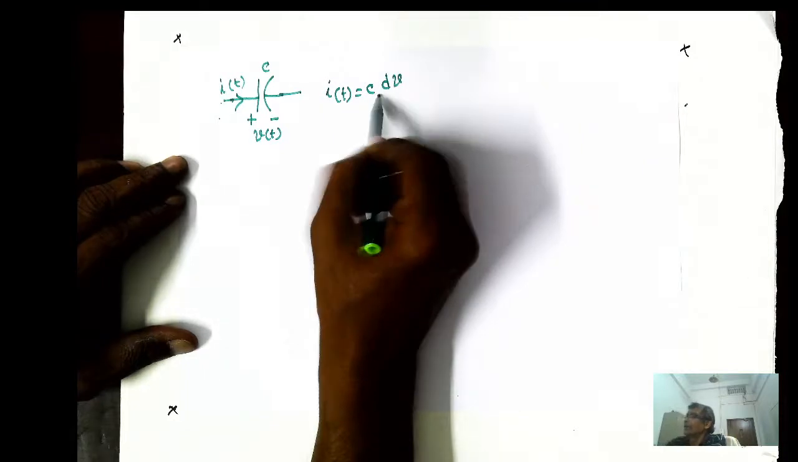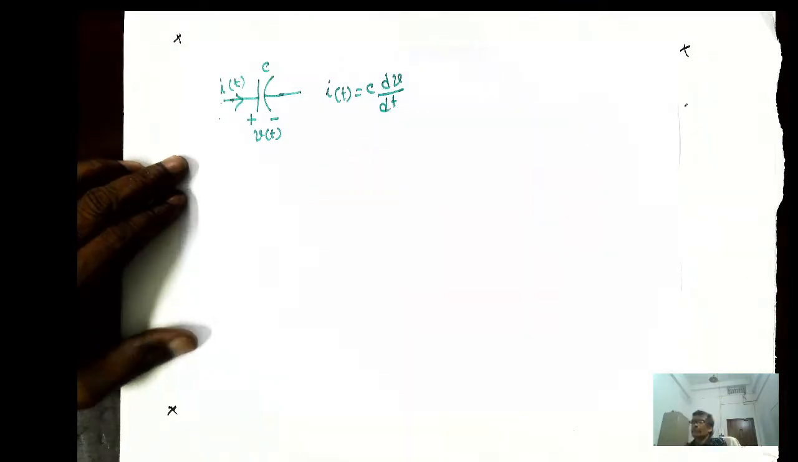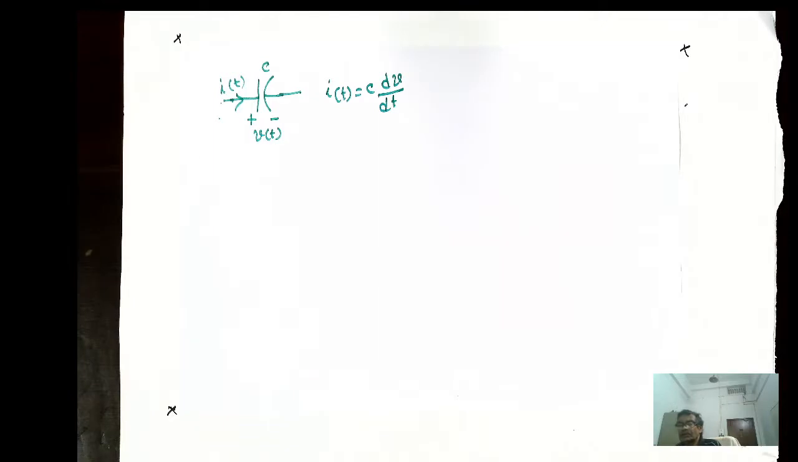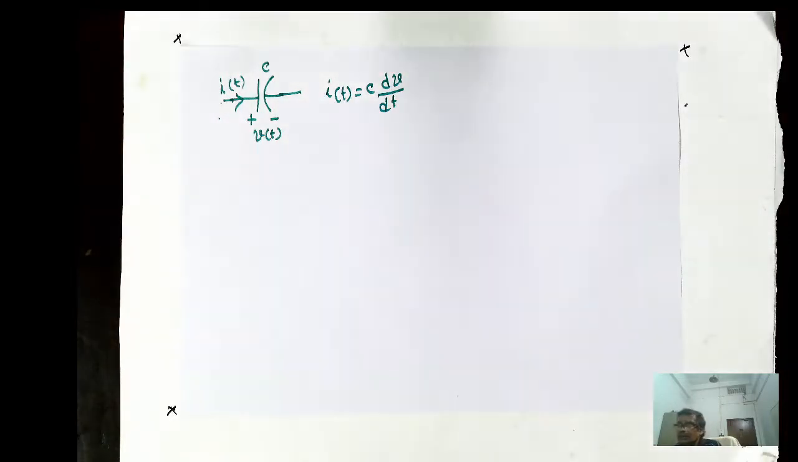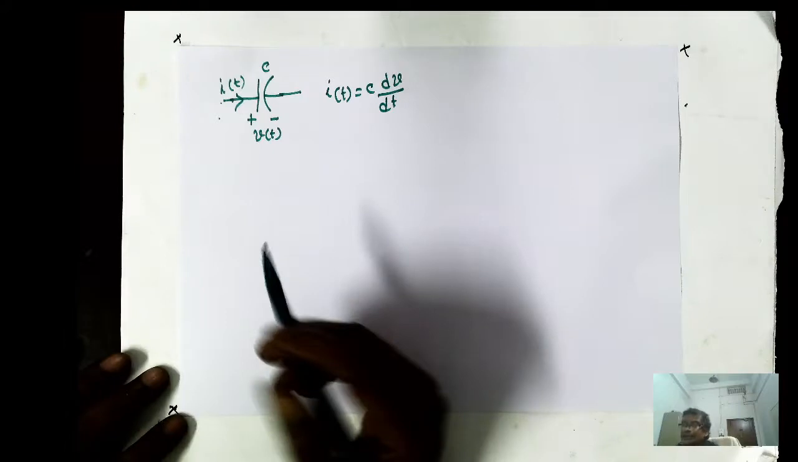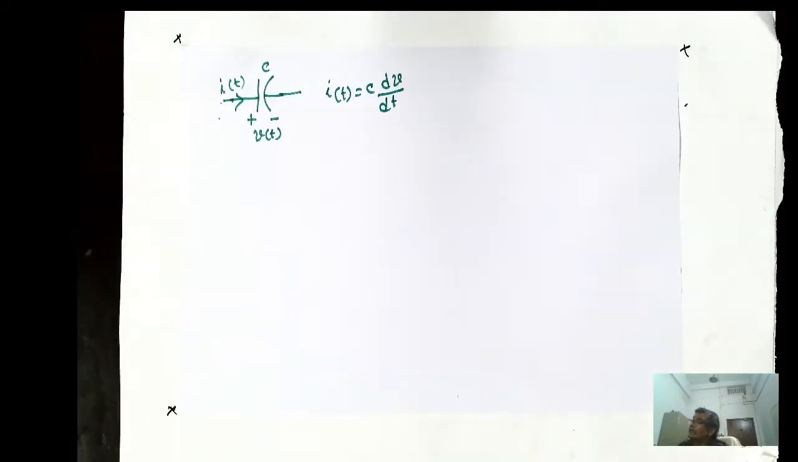Just a point to tell you: better live with current and voltage. Never try to express these things in terms of charge on the plate of the capacitor. Of course, I can always find out how much charge in coulombs is present on the plate of the capacitor if you know the voltage, since Q equals CV. That I can always do. But in circuits, people are interested in current and voltage, so restrict to that.